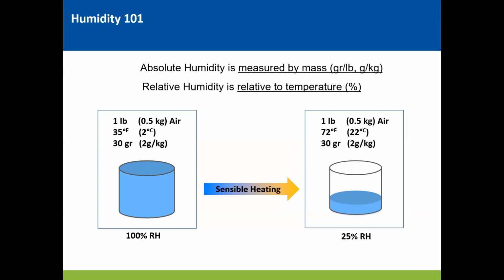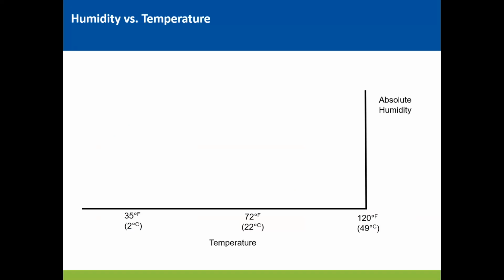And so even though our absolute humidity, or 30 grains per pound or 2 grams per kilogram, has not changed, the relative humidity has decreased to 25%. So still the same amount of water in the air, but the air can hold so much more now that the relative humidity has dropped. And we can actually go about plotting this example on a chart.